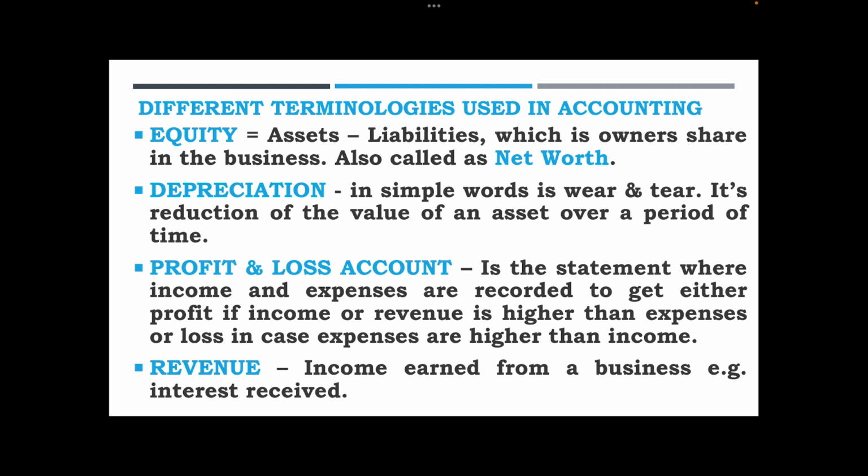The next is the depreciation. Depreciation in simple words is wear and tear. It's a reduction of the value of an asset over a period of time. Suppose today you have purchased a car, you get the tax invoice of the car. Probably you get the insurance free for 1 year, the first year, from the company. So when next year you go to renew your car insurance, you will always find that the net value of the car is reduced. How did that happen?